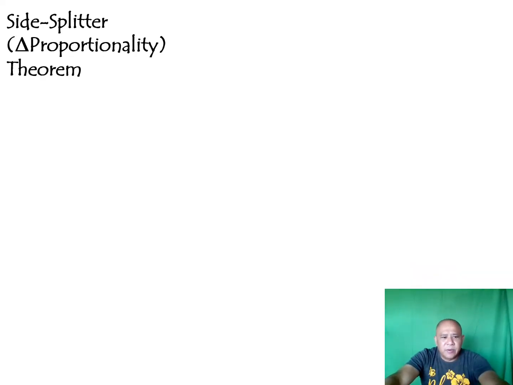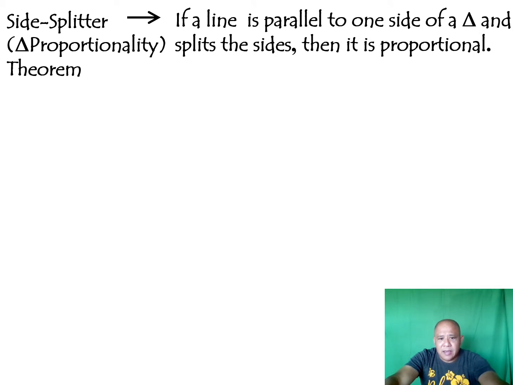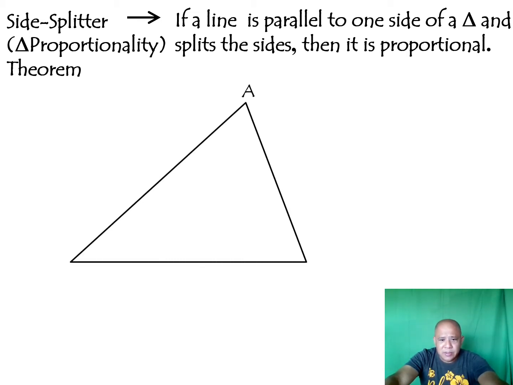Okay guys, the first theorem we're going to learn about is the side splitter theorem, also known as the triangle proportionality theorem. It states that if a line is parallel to one side of the triangle and splits the sides, then it's proportional. Take a look at what it means. We have a triangle here, and we have a line there that is parallel.